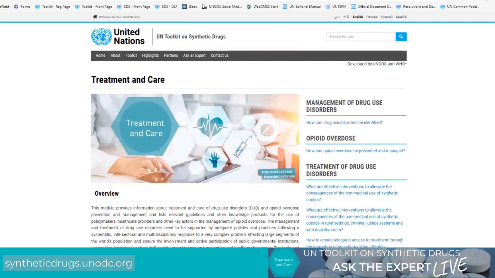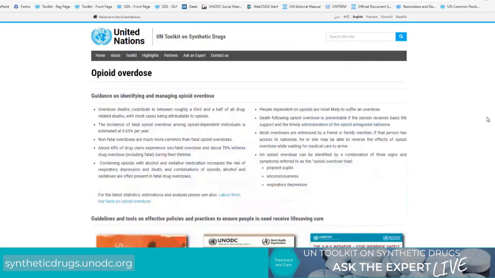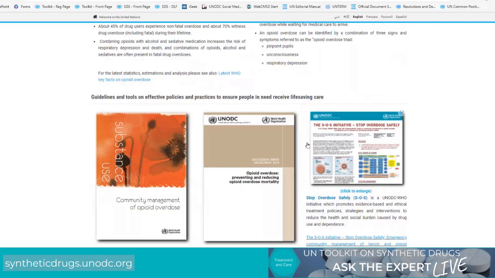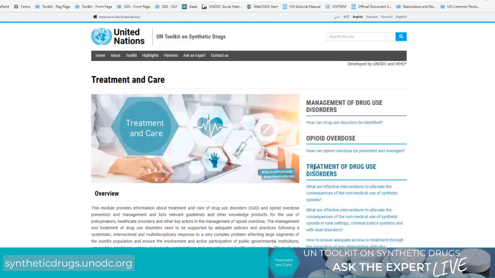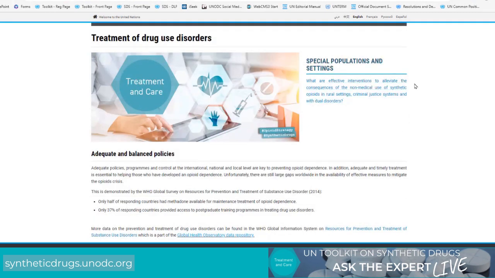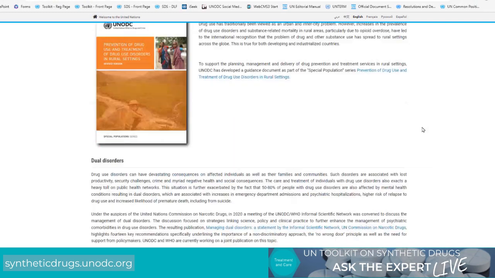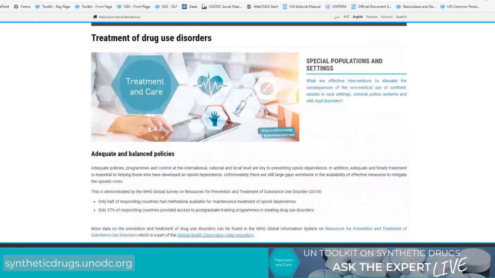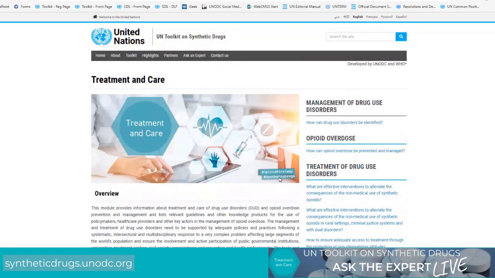So just to take us also to the opioid overdose page, again, a summary followed by some guides and resources towards the bottom, these ones pertaining to opioid overdoses. Here in the treatment section again, we find subsections on special populations, something that, again, I'm sure our expert will delve more into later today. So that's the module itself and the toolkit.